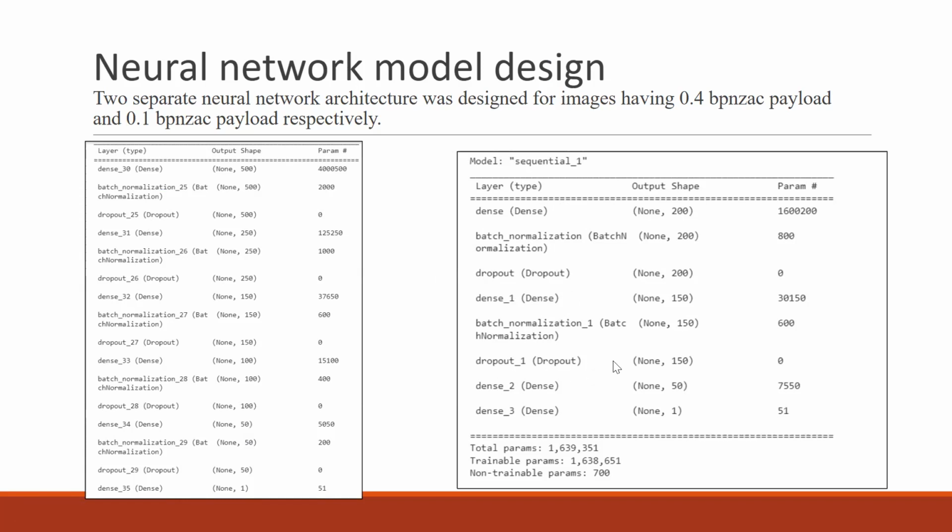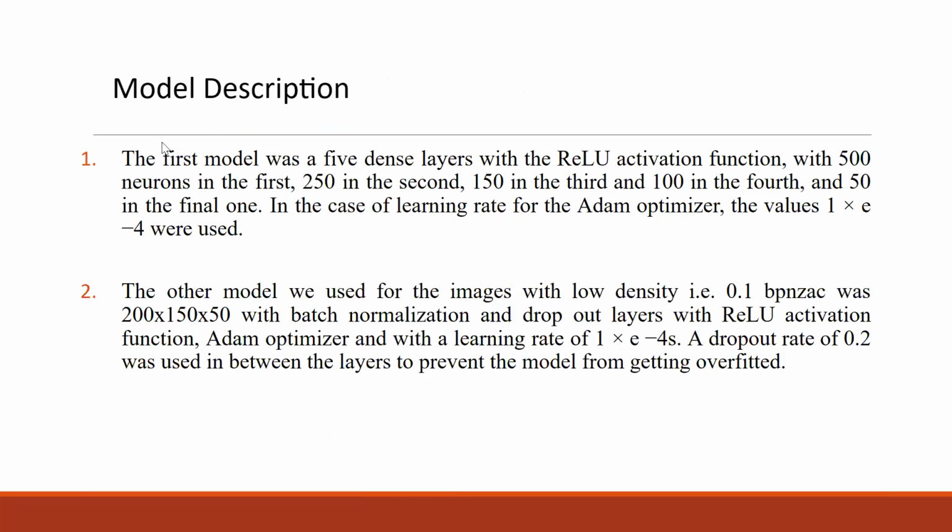So this improved the model accuracy and efficacy. This is the model description. The first model, I described this before. The activation function we use is the ReLU function, and we use the Adam optimizer. First, we also used SGD, but the Adam optimizer gave us better results. And the learning rate is 1e-4.